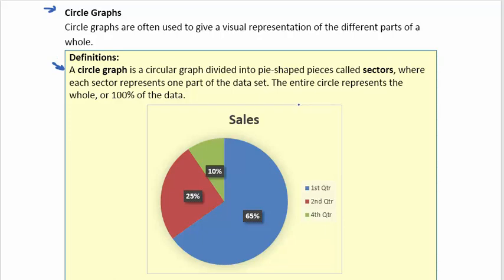So you can see I just made a quick circle graph here based on sales, let's say. First quarter sales represented the most, which was 65%. And notice the sector that 65% represents is, in fact, 65% of the circle. Then second quarter, 25%, fourth quarter, 10%. So it's important in a circle graph to get these sectors the exact size of the percentage. That way, when I look at this graph, I can see the percentage, but I also get a visual of how much that is in terms of the whole.